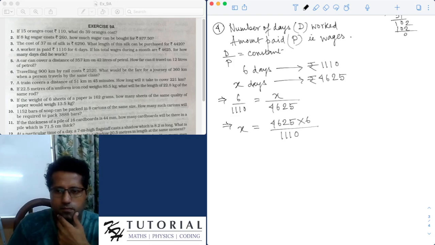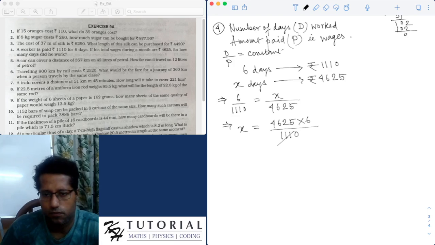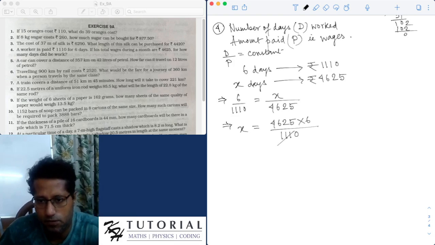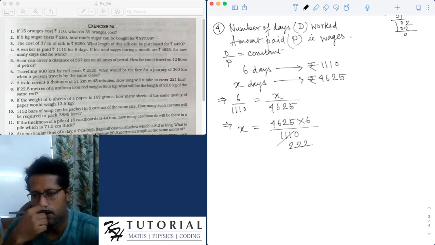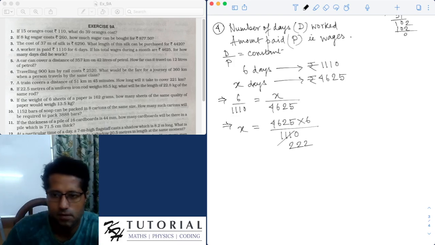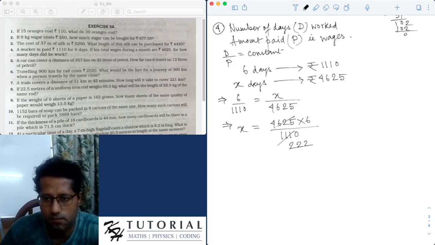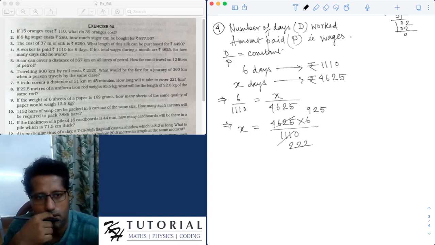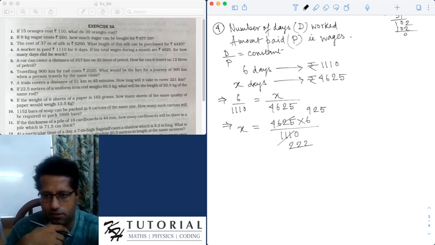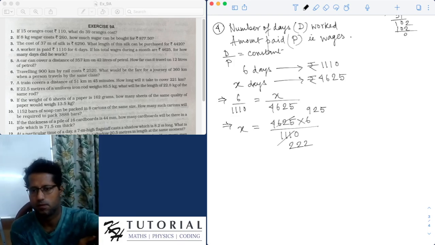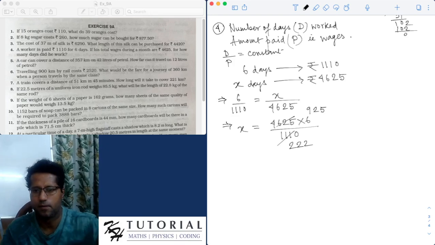How much will this be? Let's divide by 5. If his total wages during a month are 4625, for how many days did he work? So definitely this value of x has to be an integer. It should be an integer.